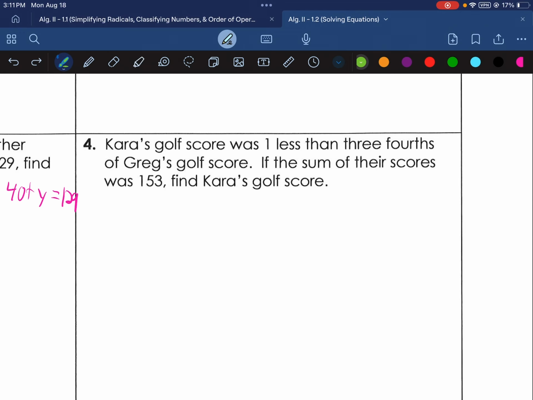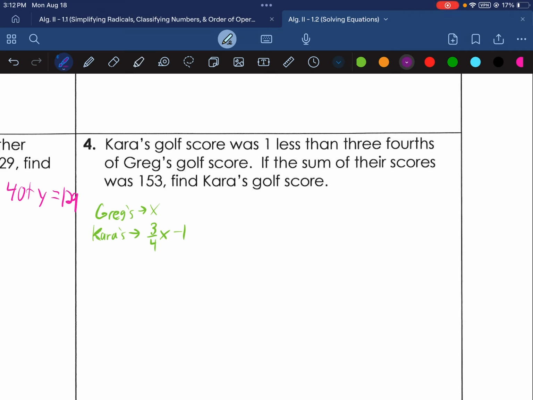Moving on to number 4, Kara's golf score was 1 less than 3/4 of Greg's golf score. Since Kara's golf score is based upon Greg's golf score, we're going to call Greg's golf score x, where Kara's is going to be the modified version. Kara's score was 1 less than 3/4 of Greg's. So 3/4 of means 3/4 times, so 3/4 x, and it's 1 less than that, so we subtract 1. Now we're told the sum of their scores is 153, find Kara's.